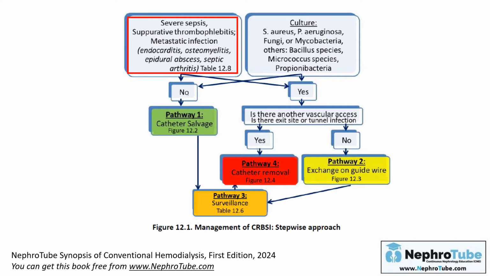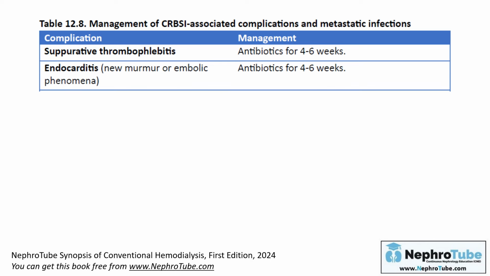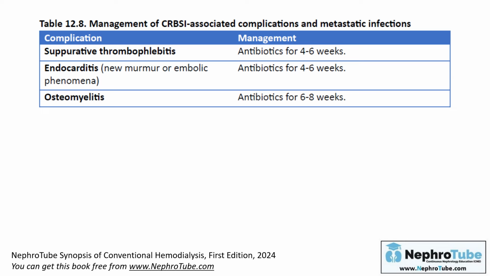Back to our general approach, what about metastatic complications? If the patient has systemic, metastatic complications, what is the recommended duration of therapy? In patients with suppurative thrombophlebitis, continue antibiotics for 4 to 6 weeks. With endocarditis, continue antibiotics also for 4 to 6 weeks. Osteomyelitis, antibiotics for 6 to 8 weeks.